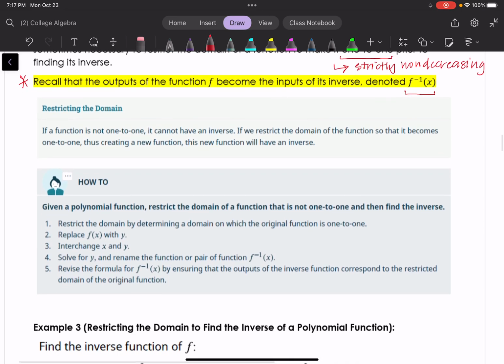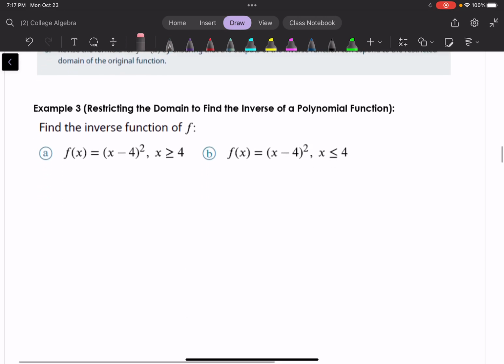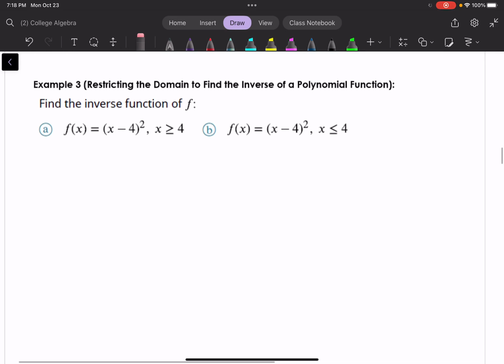So we've already talked about this bit about restricting the domain. And so here is your how-to if you'd like to go back and review those steps later if you need to. So finding the inverse function of f. This is example number 3.